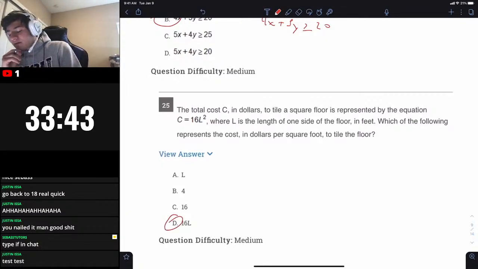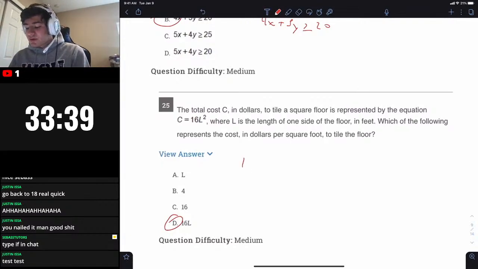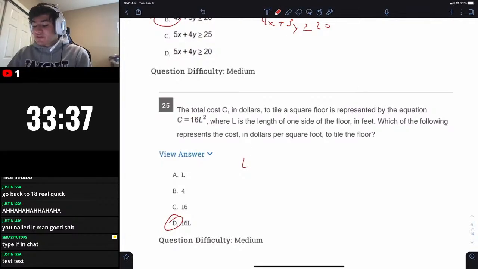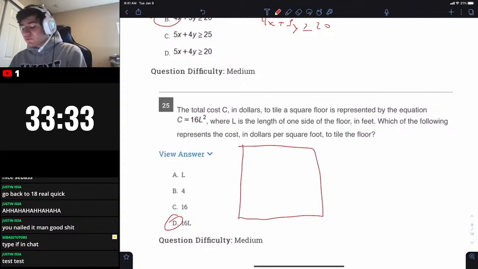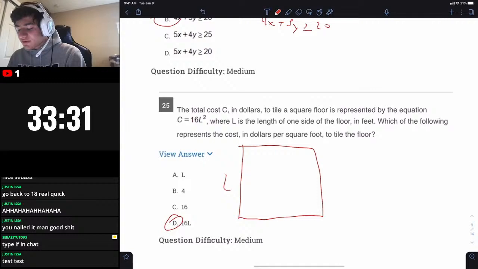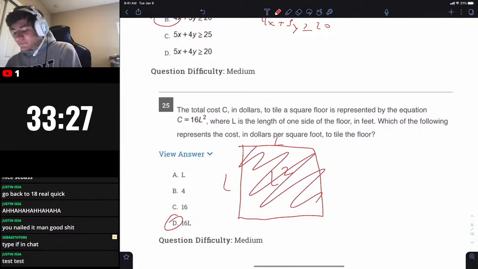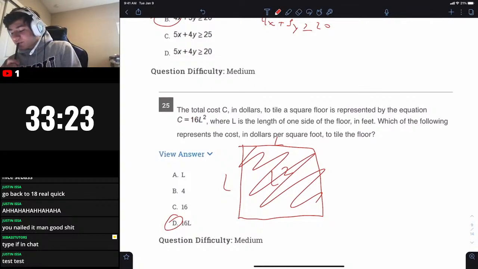Right. This is really interesting, actually. The reason they're doing L squared is because if they're taking one side length and squaring it, they're creating a square, which is the floor, right? So this would be L, and this would be L, and L squared would be the area, the square footage, right? But it represents the cost in dollars per square foot.